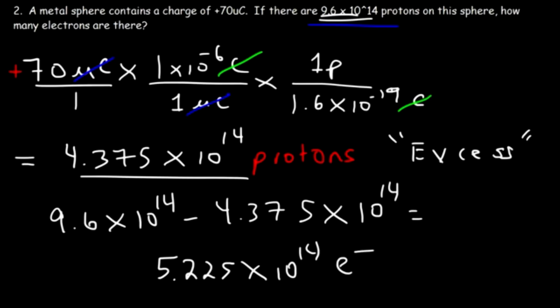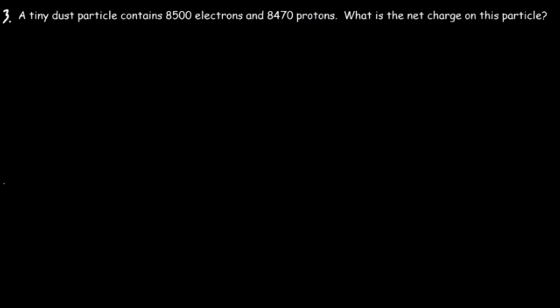So because we have more protons than electrons, that's why the net charge is positive. But it doesn't mean that there's no electrons. So keep that in mind. Number 3, a tiny dust particle contains 8,500 electrons and 8,470 protons. What is the net charge on this particle?